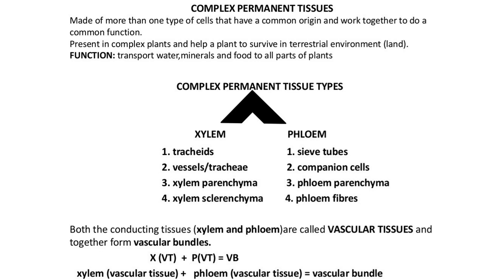Now complex permanent tissue is of two types, xylem and phloem. Xylem is made up of tracheids, vessels, xylem parenchyma and xylem sclerenchyma. On the other hand, phloem is made up of sieve tubes, companion cells, phloem parenchyma and phloem fibers. Both these conducting tissues, xylem and phloem, are together called vascular tissues, and together they form vascular bundles.